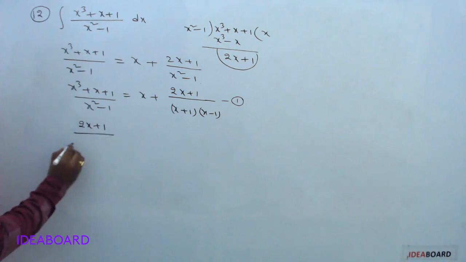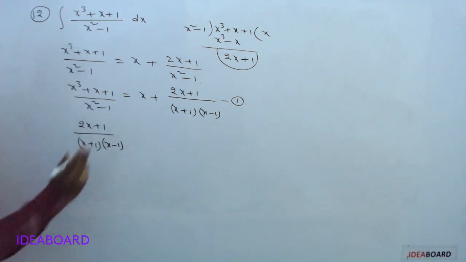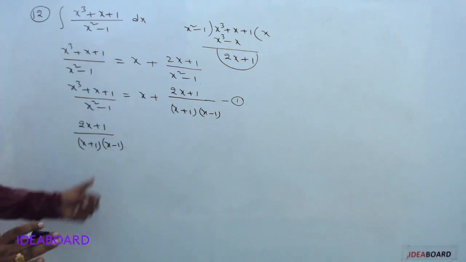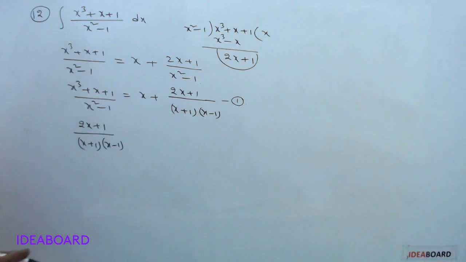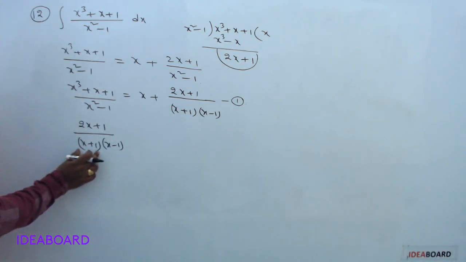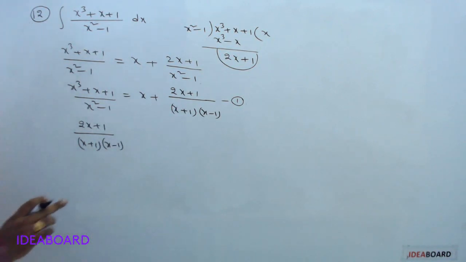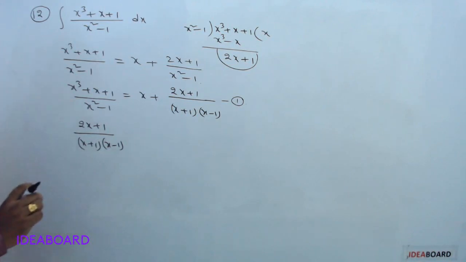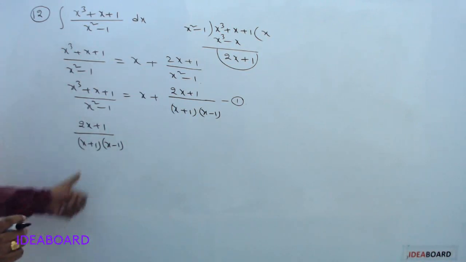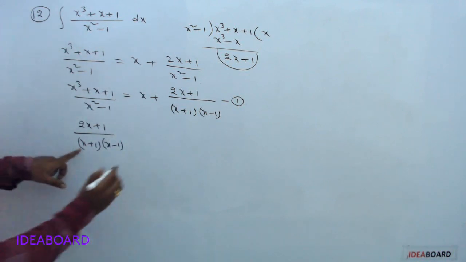2x plus 1 divided by (x plus 1) into (x minus 1). Now we are going to resolve this proper fraction into partial fractions. Observe the denominator. It is a linear factor. It is also a linear factor. In particular, these are non-repeated linear factors. In such a case, how do we resolve this fraction into partial fractions?